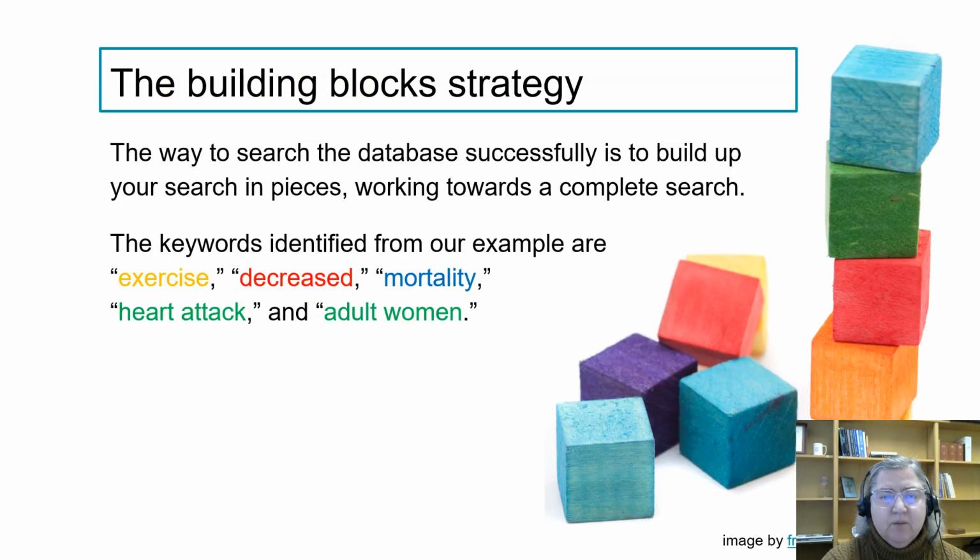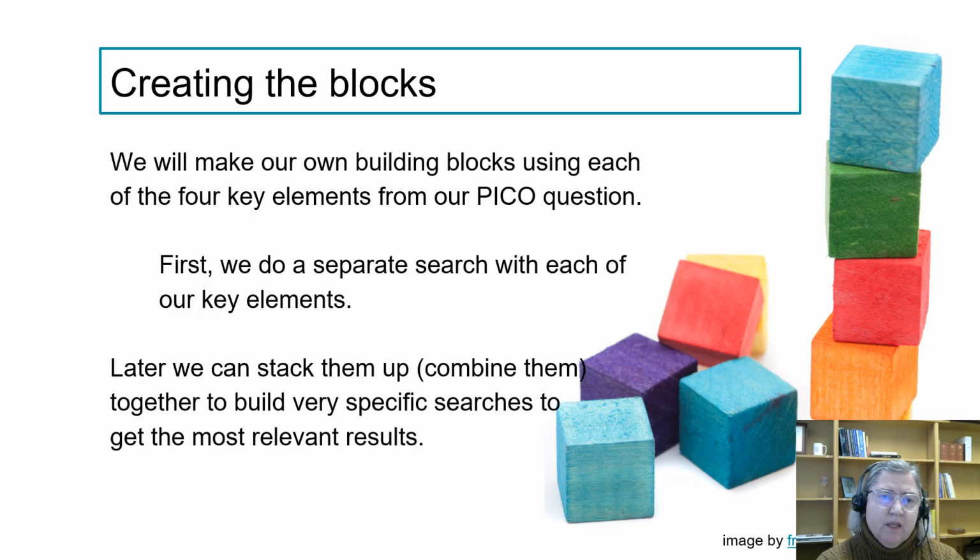The way to search the databases successfully, I think, is to do several initial searches as building blocks to combine later. The keywords and phrases identified from the PICO question will be used to create the building blocks. The keywords in our example here are exercise, decreased, mortality, heart attack, and adult women. It doesn't matter which one we do first. We will be creating building blocks by searching one keyword or phrase at a time, though, from our PICO question.